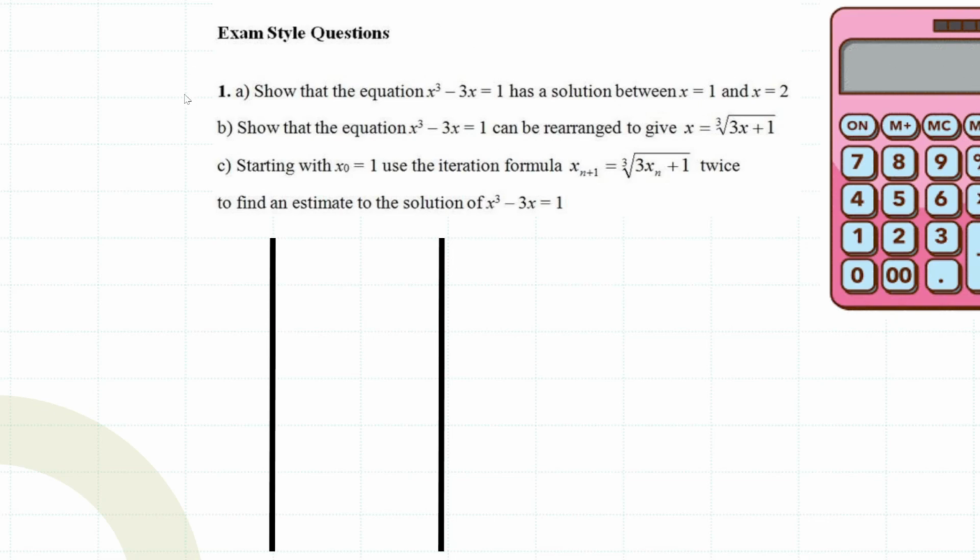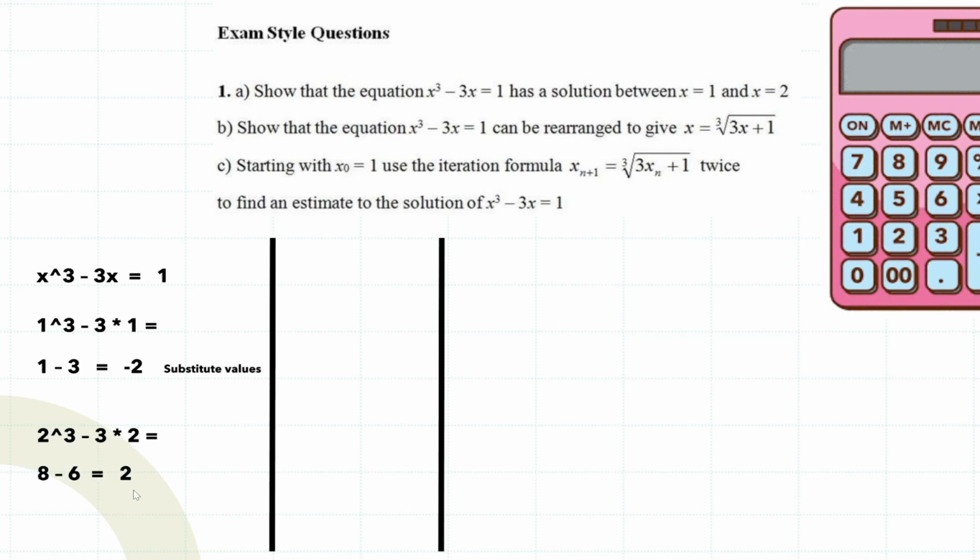I'm going to just be going over the first question right here: show that x cubed minus 3x equals 1 has a solution between x equals 1 and x equals 2. What we're going to do is start off with writing down our question here, then substituting the values in. So x equals 1, we substitute it into this, and we'll check our value right here. And then we substitute our other value in, which is 2. So 2 cubed minus 3 times 2 equals 2.